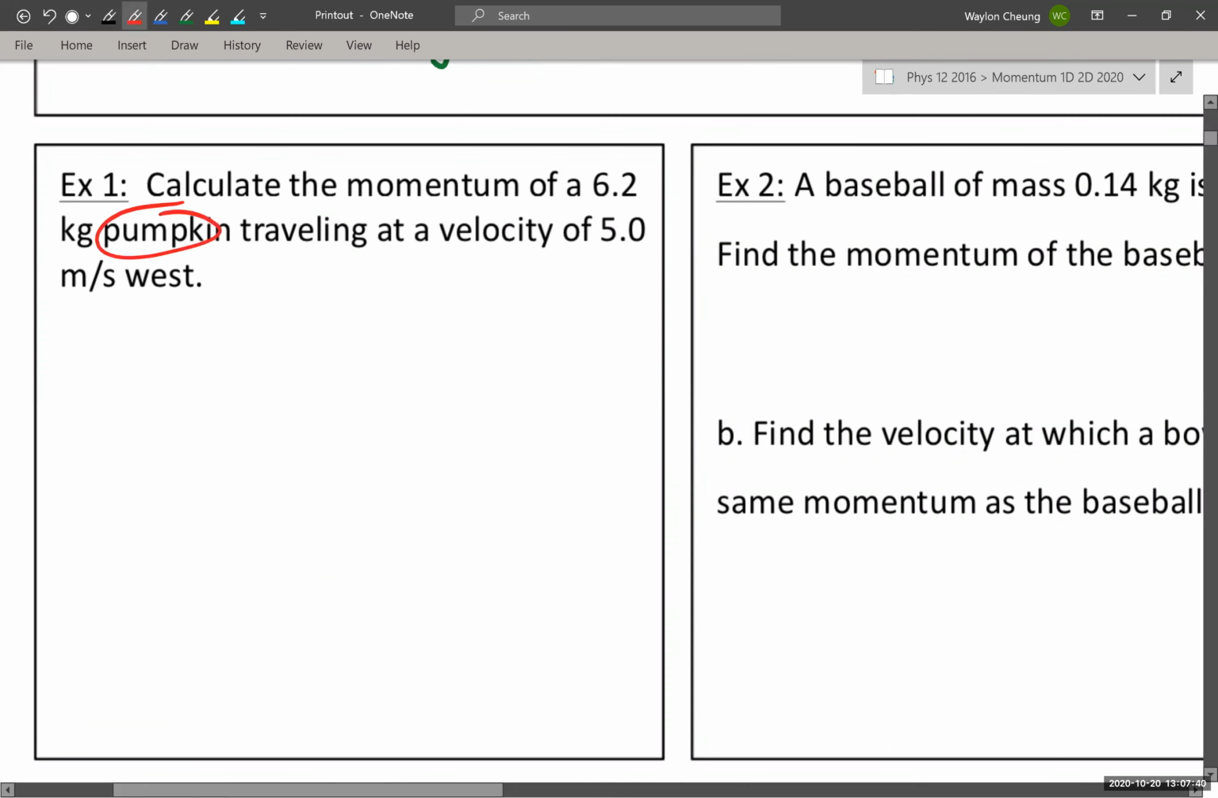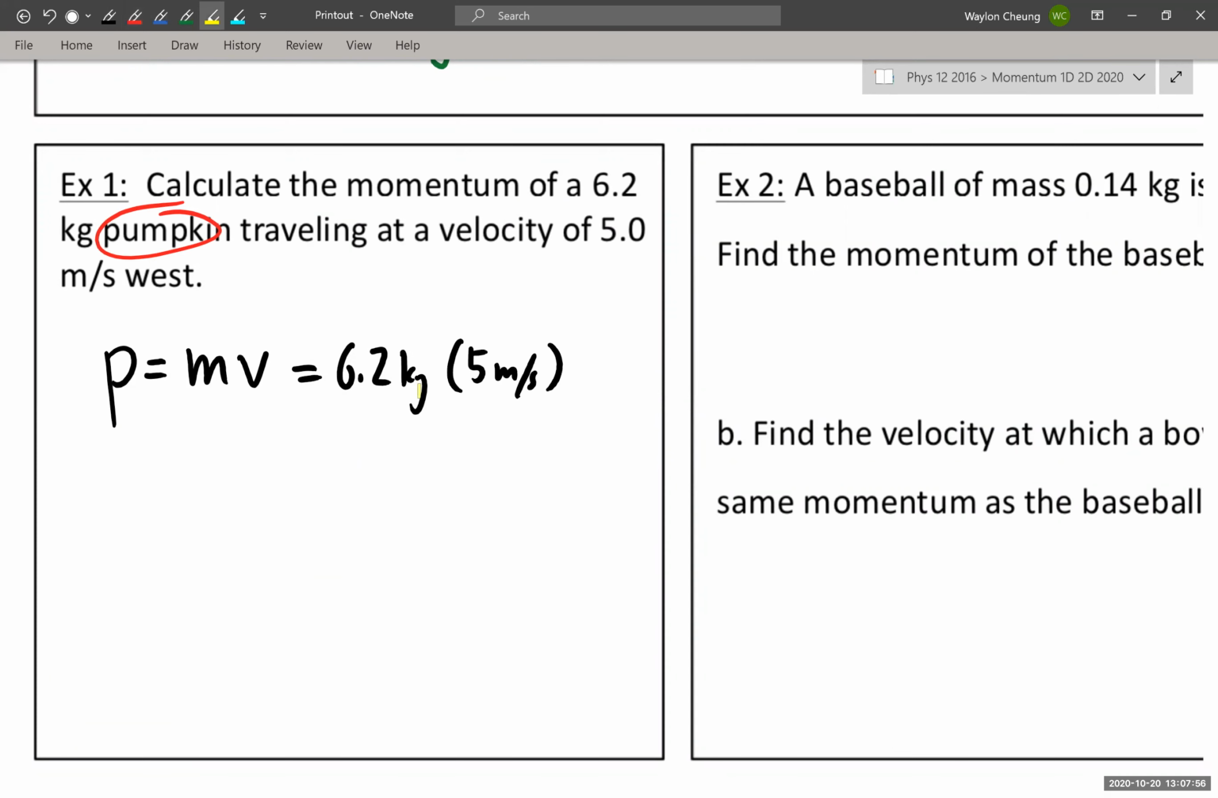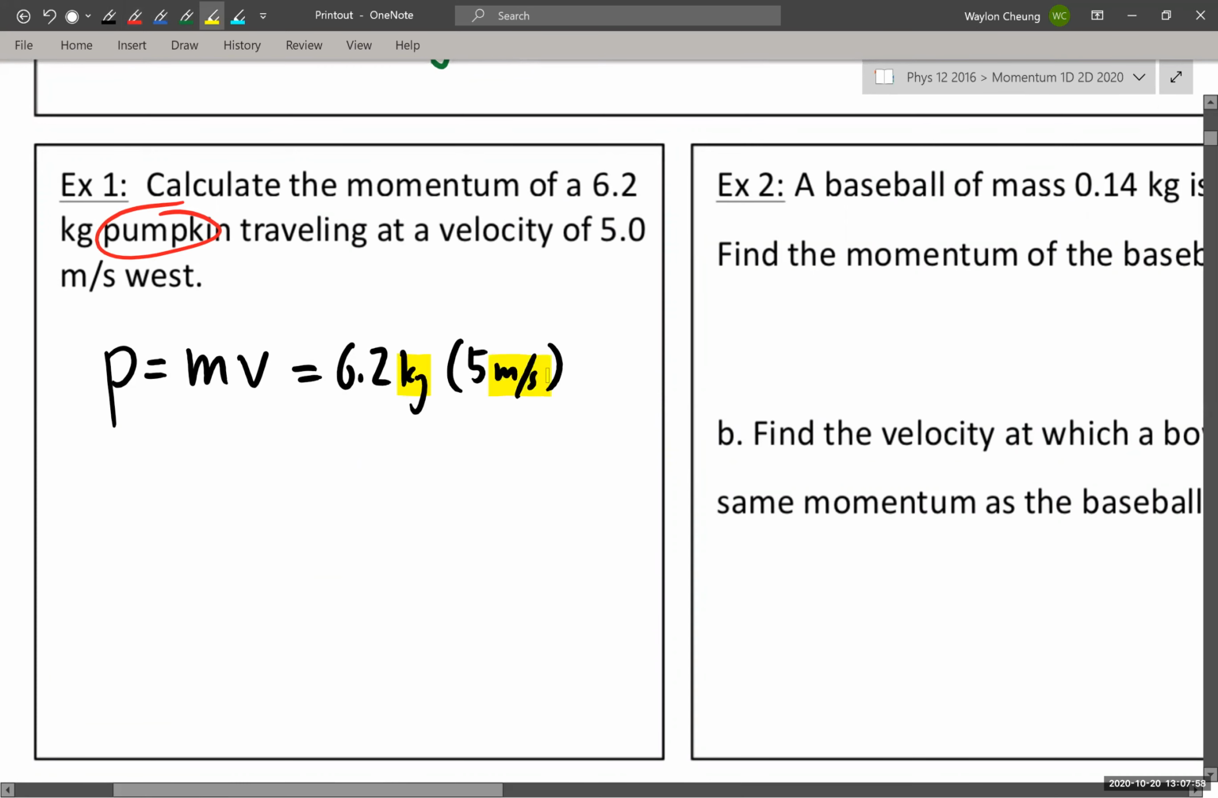Appropriately, pumpkin. What is the momentum of a pumpkin traveling at 5 meters per second? So momentum is mv. The pumpkin is 6.2 kilograms. So you do mass first, and then velocity, which is 5 meters per second. Now you have to make sure the units work. Mass has to be in kilograms, speed has to be in meters per second.